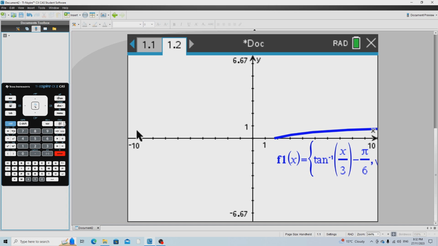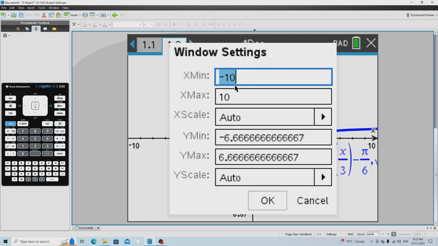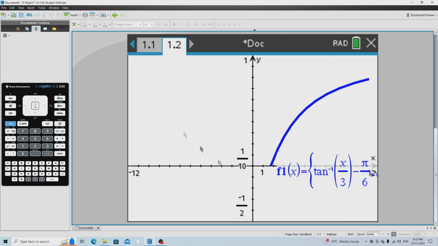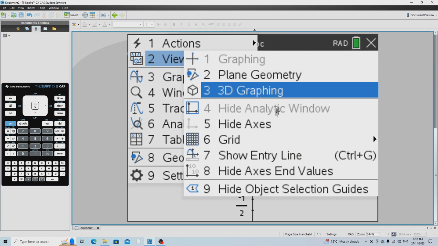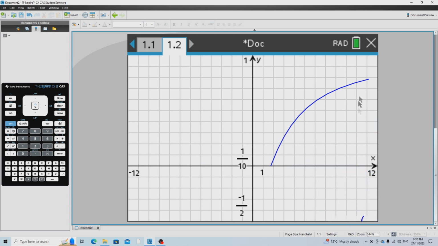I want to make sure it looks similar to what the exam paper looks like, so I'm going to go on Window settings, and I'm going to say x minimum is going to be negative 12, x maximum is going to be 12. X scale will be 1. Your y min is going to be negative 0.5, your y max is going to be 1, and they go by 0.1. Enter, and we get this. So go to menu, view, grid, and go to lined grid. Perfect. So again, just copy this exactly on your paper.